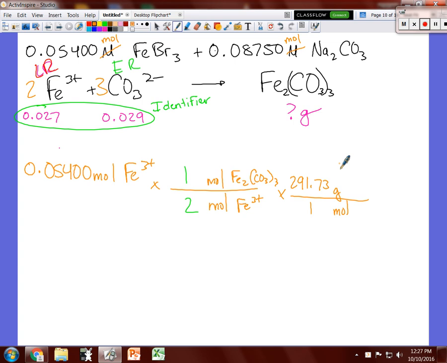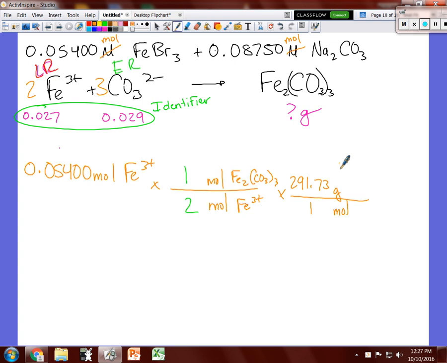I'm pausing. I mean, this is a mole to gram step. This should be very basic. The hardest part is knowing what the mass is. That is the longest part of this entire problem. I think you would all agree with that. That is the longest part.